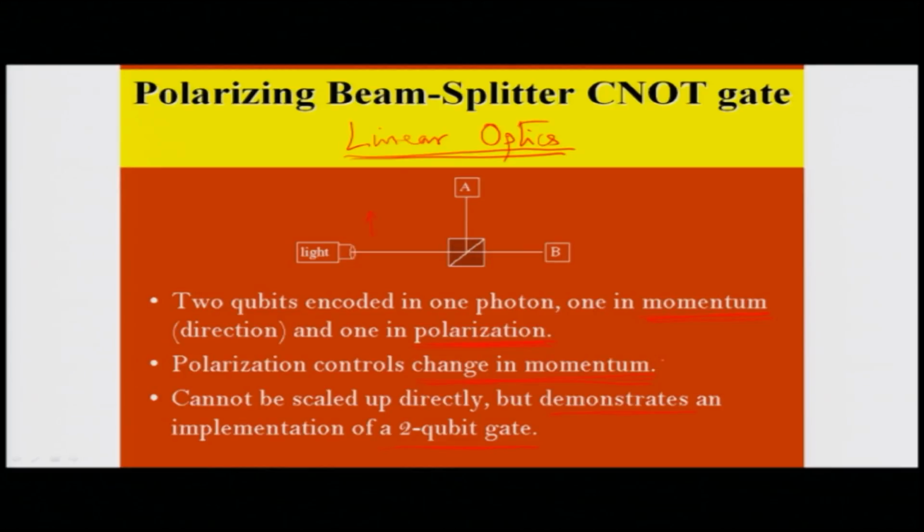However, this cannot be scaled up directly, but this demonstrates an implementation of a 2 qubit gate. The scaling of this is difficult because if you want to increase the number of photons in this and simultaneously have more qubits encoded, it does not scale that easily because the photons cannot be treated in this particular format of 2 qubits individually, and so that is a difficulty. However, this is an important demonstration of the use of linear optics in control NOT gate.